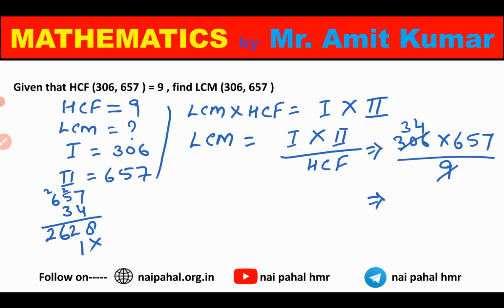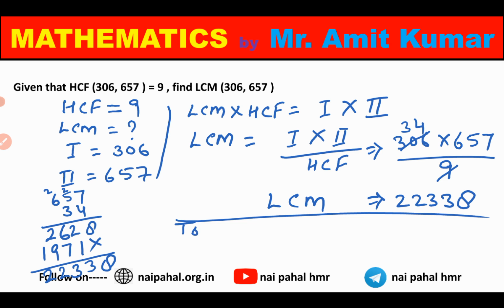26. 3 7s are 21, 2. 3 5s are 15, 17. 3 6s are 18, 190. Add them. 8, 3 6s are 7, 13. Carry 1. 12. Carry 1. 2. So 22,338 is the LCM. I hope it is clear very easily. Now if you want to check it, you can easily do that. Here we have to check.